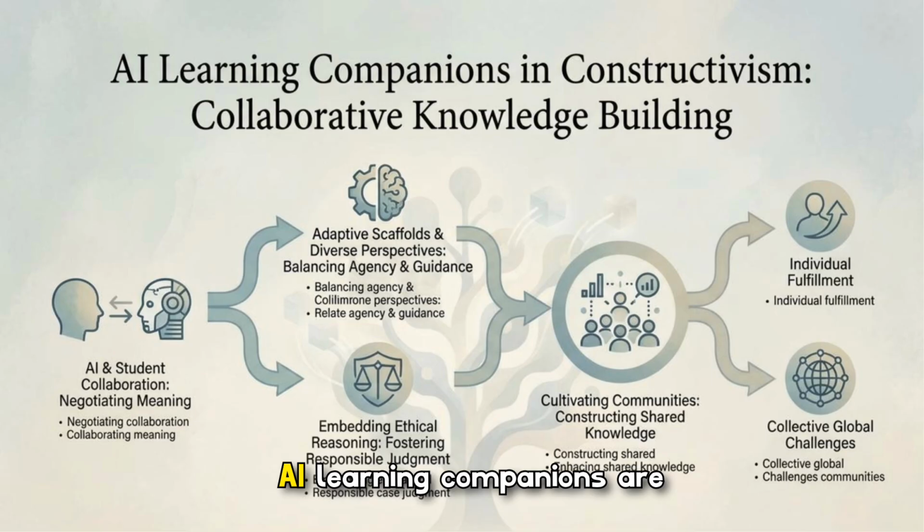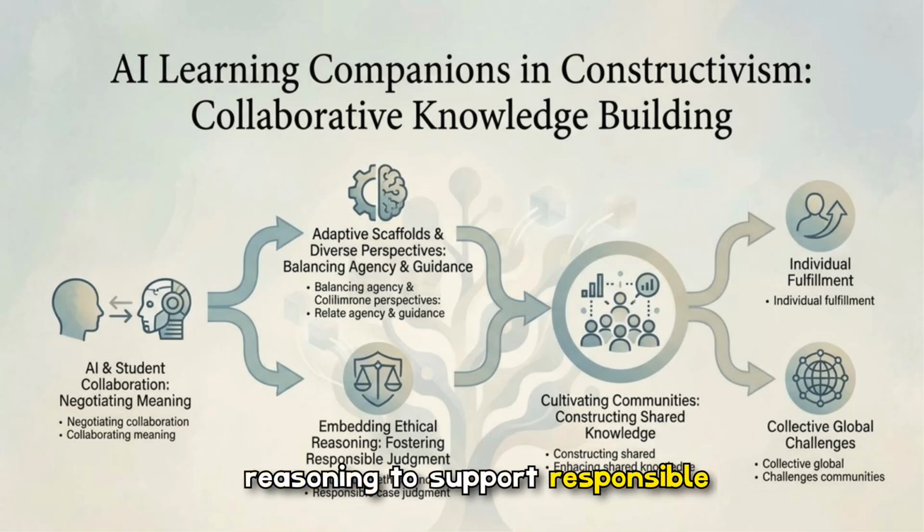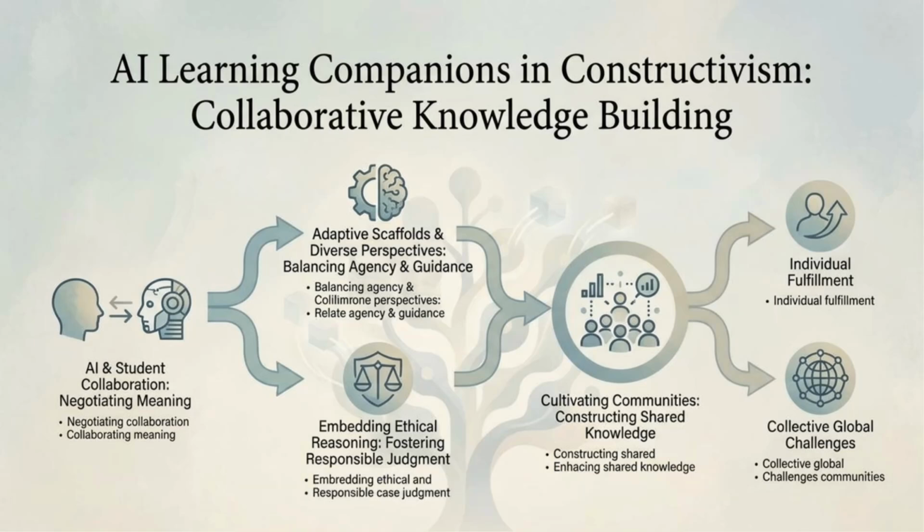AI learning companions are framed here as collaborative partners that offer adaptive scaffolds, surface diverse perspectives, and embed ethical reasoning to support responsible judgment, while also helping cultivate communities that construct shared knowledge. The ideal is a balance between agency and guidance that promotes individual fulfillment and collective capacity to address global challenges.